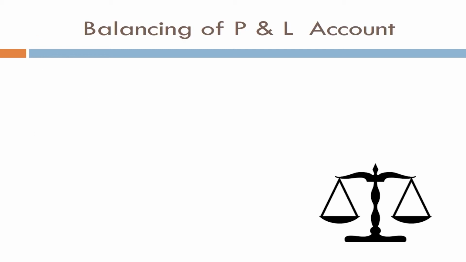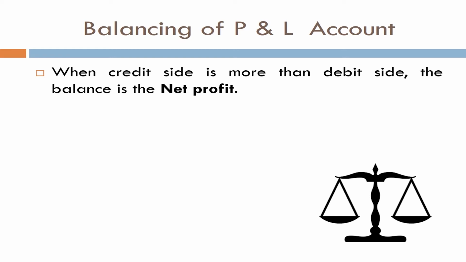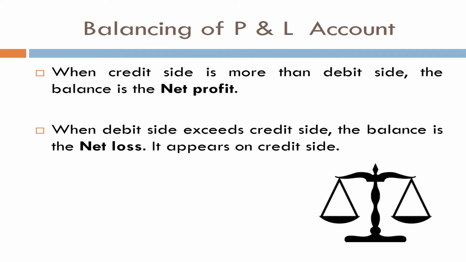Let's discuss the balancing of the P&L account. When the credit side is more than the debit side, the balance is net profit. It is shown on the debit side of the P&L account and the same is to be transferred to the owner's capital account on the liability side of the balance sheet. When the debit side exceeds the credit side, the balance is net loss. It appears on the credit side of the P&L account and the same is to be transferred to the owner's capital account on the liability side of the balance sheet.